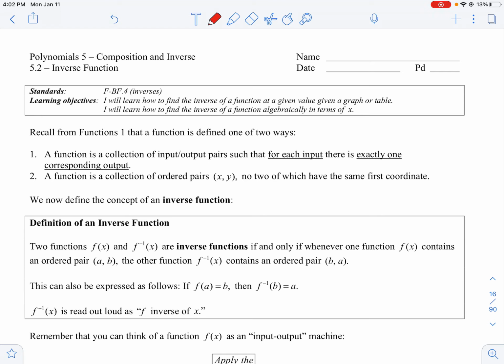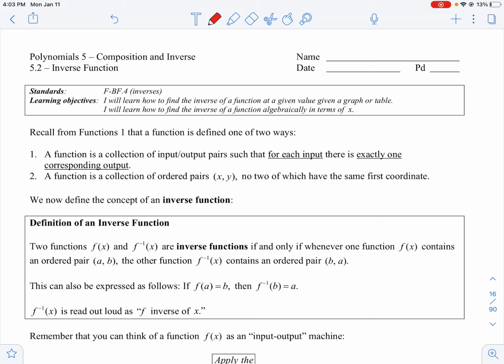Today's lesson is called Inverse Function. It's highly recommended that before you watch this video, you already finished watching the function composition video. Let us start. What is inverse function?